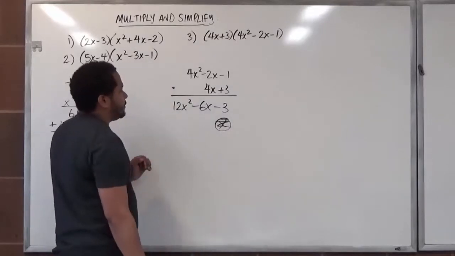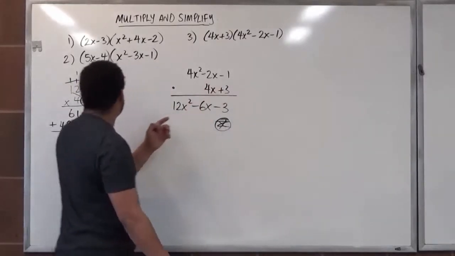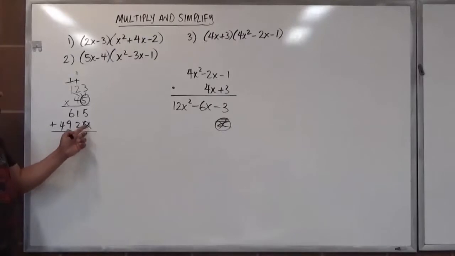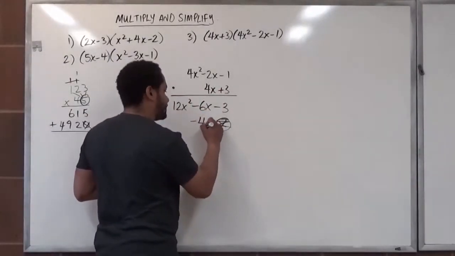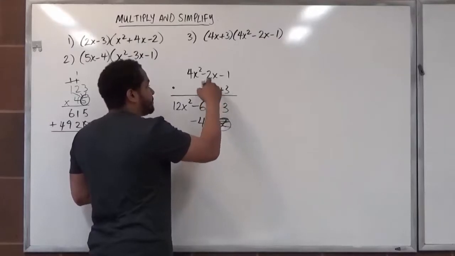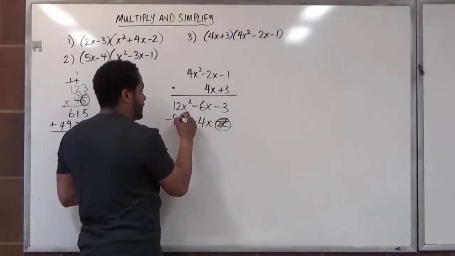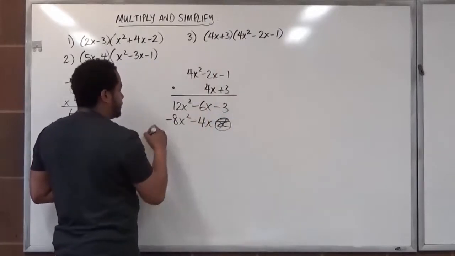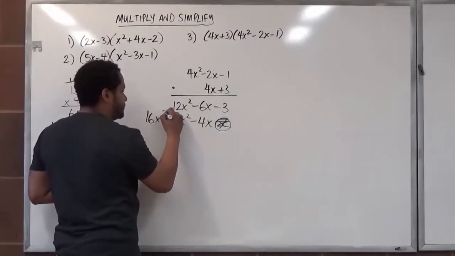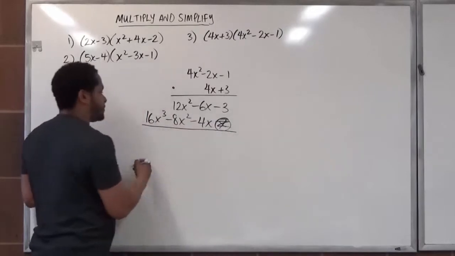right? And what we're going to do is continue with the next term, the same way we would do it here, right? We skip a spot, and so we have 4x by negative 1 is negative 4x. 4x by negative 2x is negative 8x squared. 4x by 4x squared is 16x cubed. And now we're just going to add the two lines together.